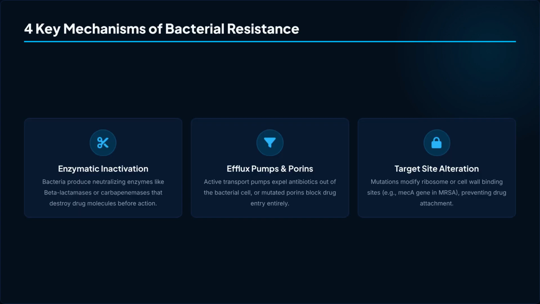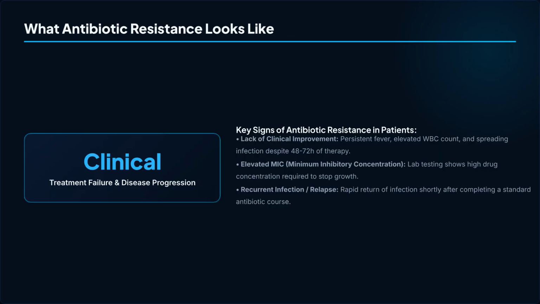There are four key mechanisms of resistance: enzymatic inactivation, where bacteria destroy the drug, the use of efflux pumps and porins to expel or block entry, and target site alteration, which prevents the antibiotic from binding. Clinically, resistance often presents as treatment failure.